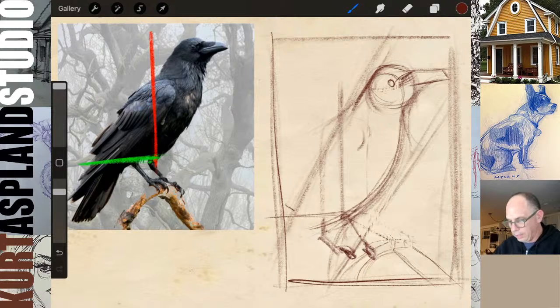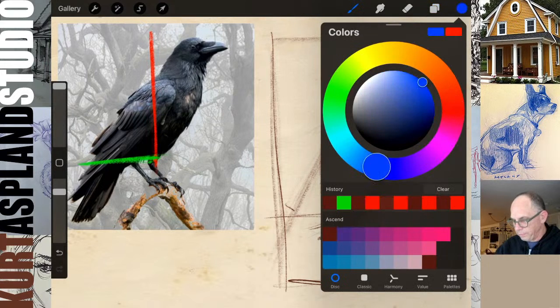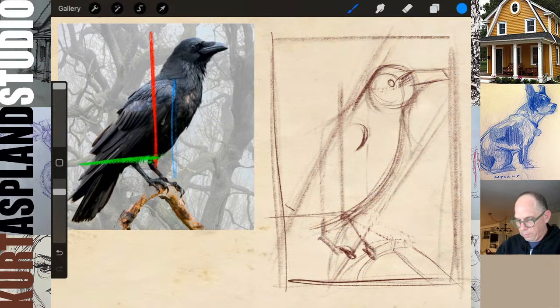Okay, so let's look at that round part of that wing. Where is that lining up with? All right, right. Okay, so there's a vertical there. Okay. It's all part of our construction. Okay, that looks better.